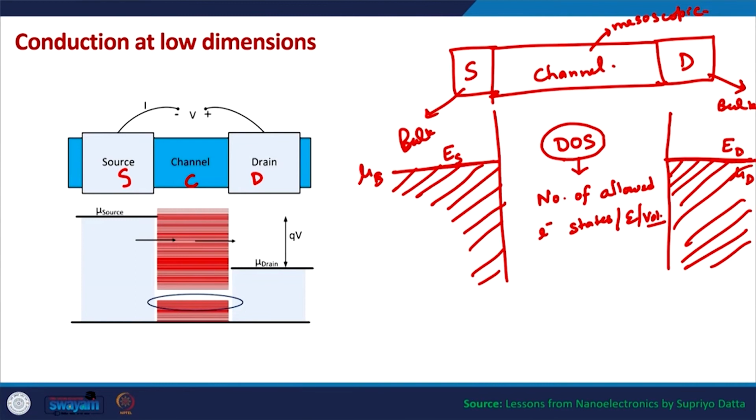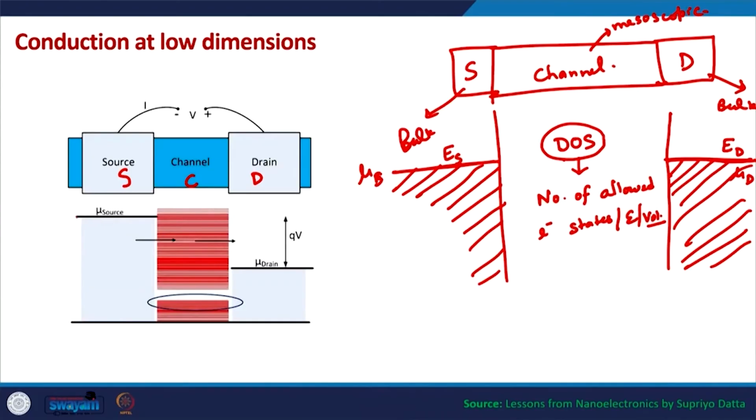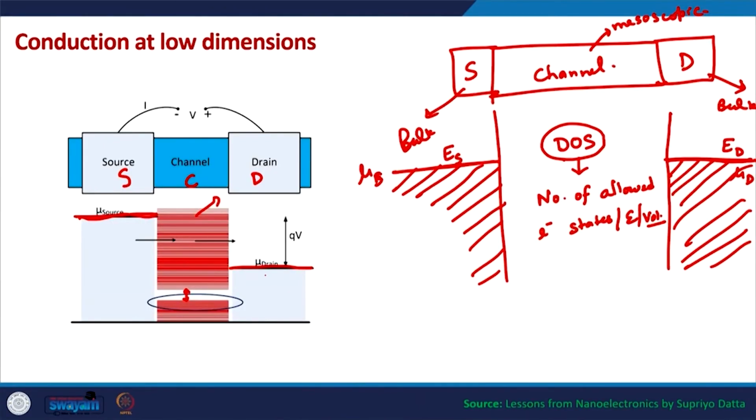So, essentially we need to play with the energy levels of the electrons in this entire device, and this is typically the picture. We have the source Fermi level here, and if we apply a voltage on the drain side, the drain Fermi level might go down. In between there might be certain electronic states in the channel, and there might be certain energy ranges where there is no electronic state in the channel, okay. So, this is typically the picture that we need to deal with while understanding the conduction at low dimensions, okay.